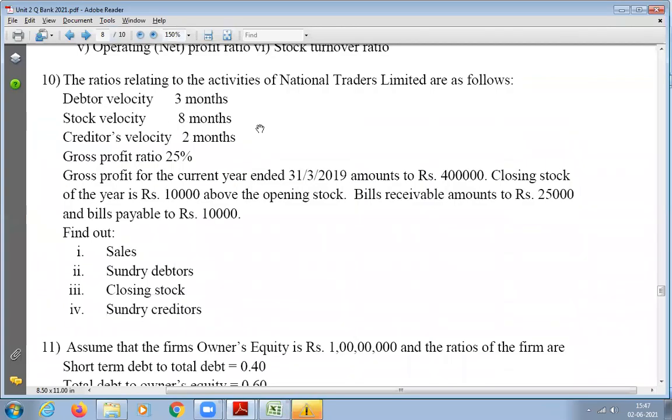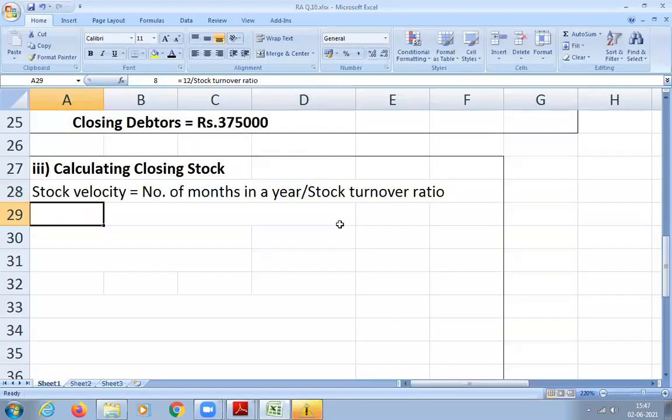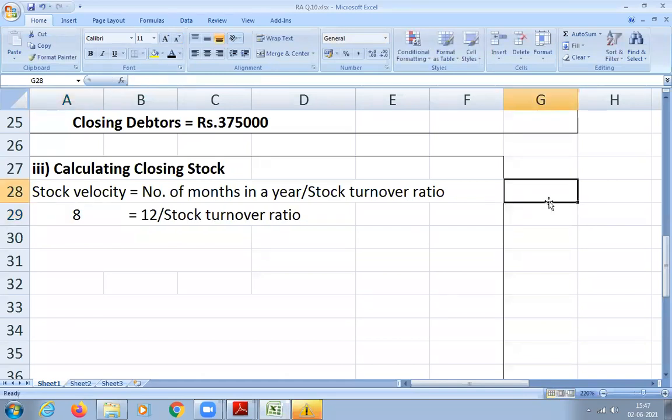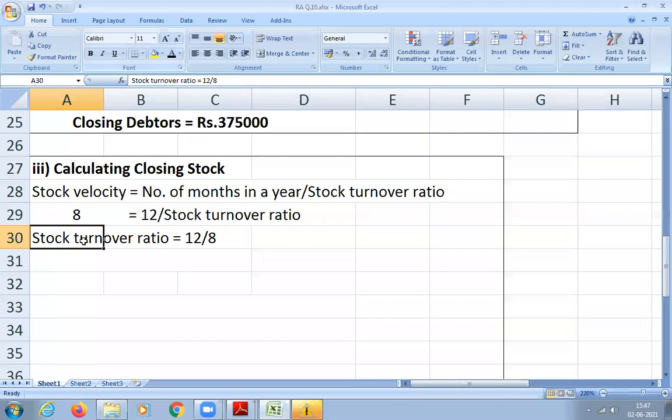So how much is velocity given? Stock velocity is 8 months. How many days or how many months are you going to take here? 12 months. Because velocity is in months, we have to take the right hand side and the left hand side also in months. So now you cross multiply, you'll get STR. How much will you get? 1.5. 1.5 what, months or days? Times, sir. Yeah, turnover ratio is in terms of times always.